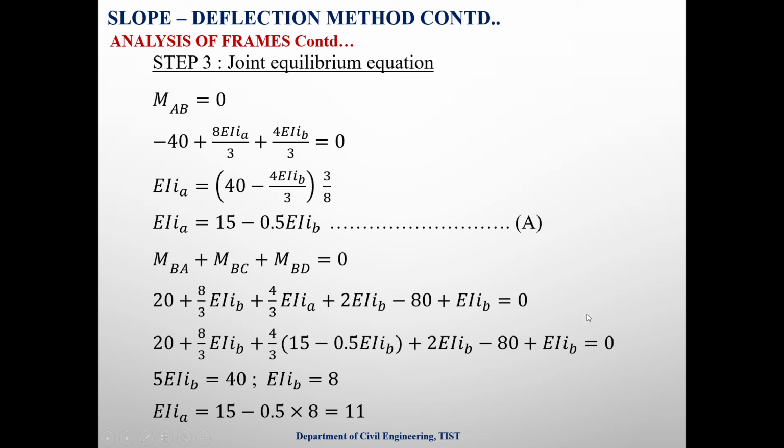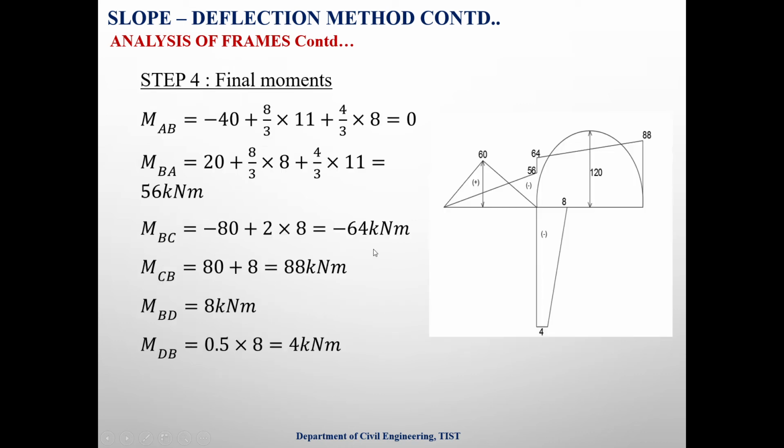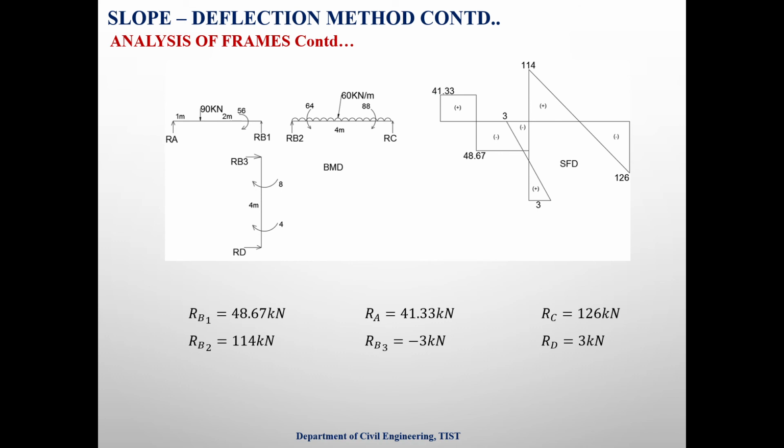By solving these two equations, we will get the values of EIθA and EIθB. Substituting these values in the slope deflection equations, we will get the final moments. Then as in the previous cases, after getting the final moments, we can draw the bending moment diagram, and after getting the support reactions, we can draw the shear force diagram.